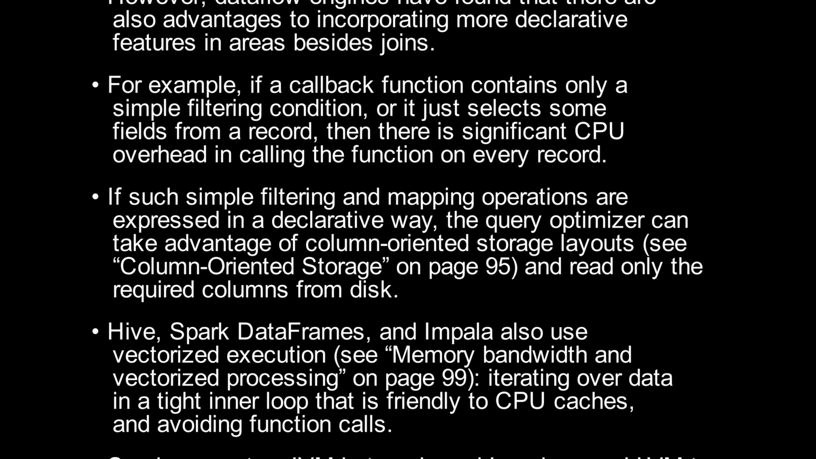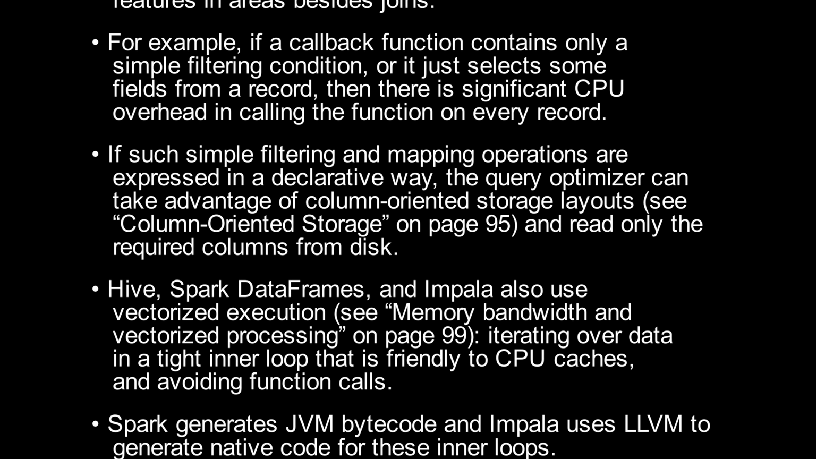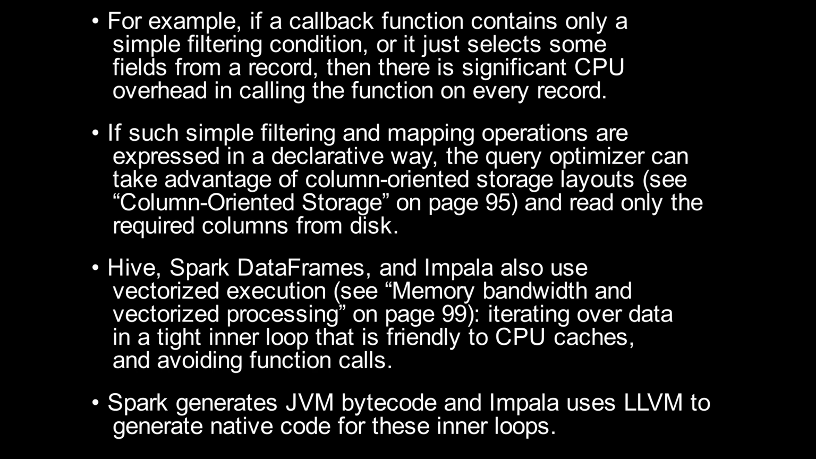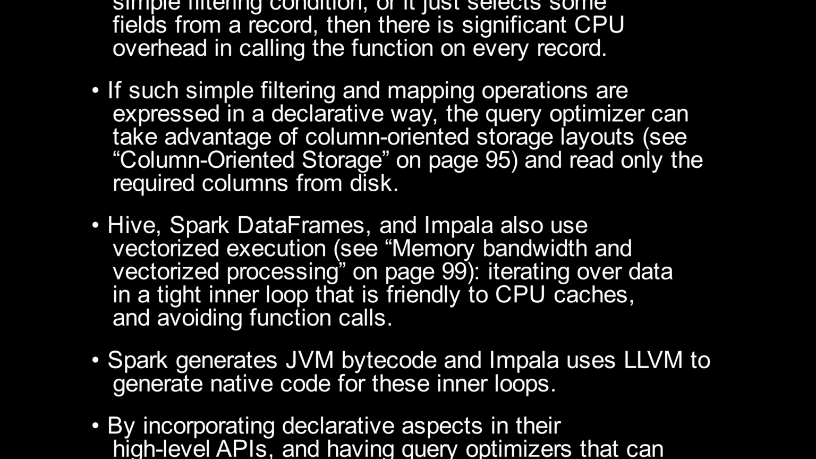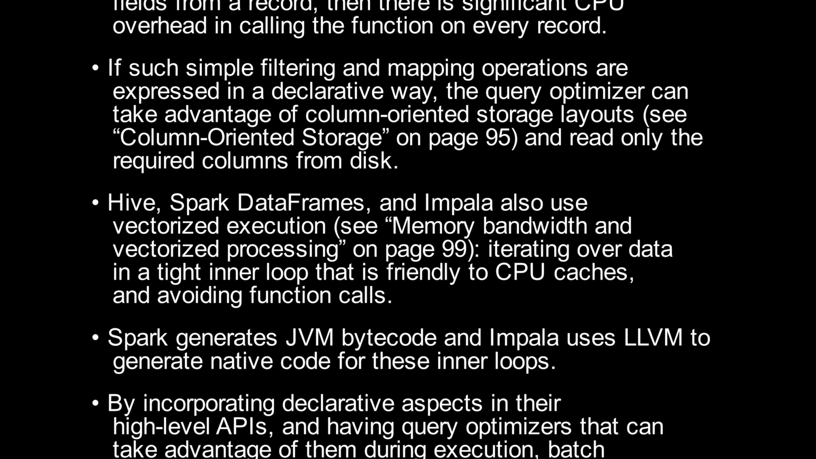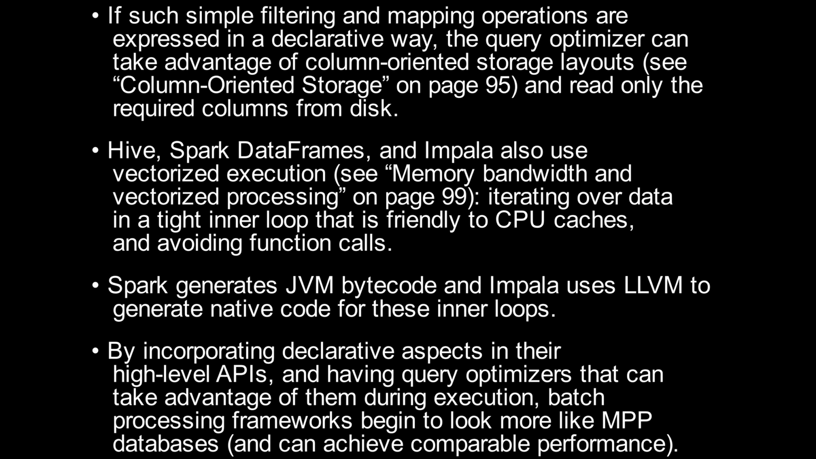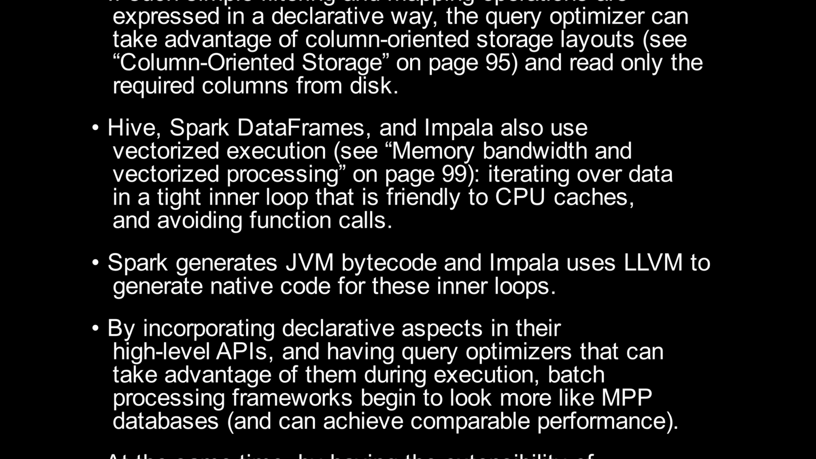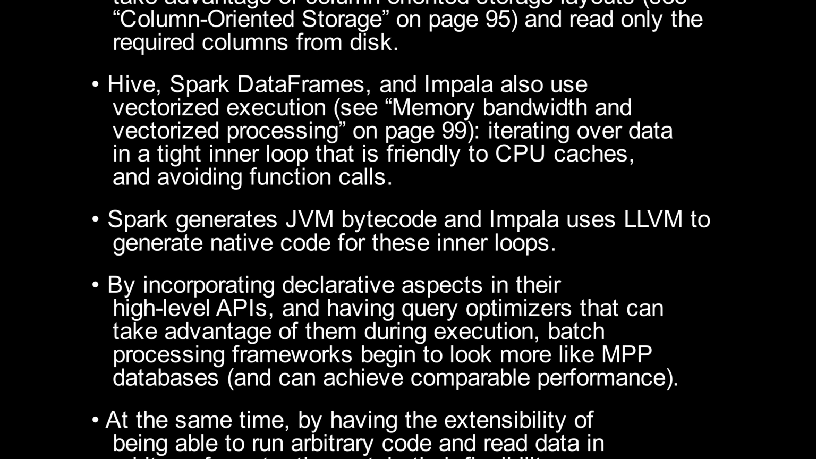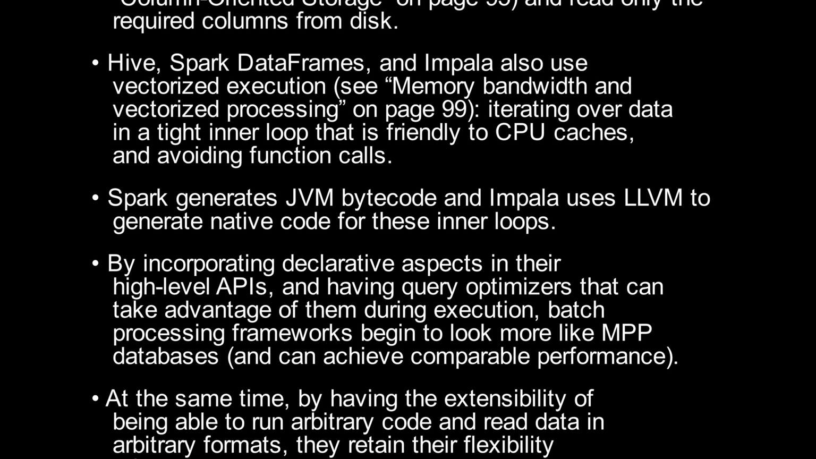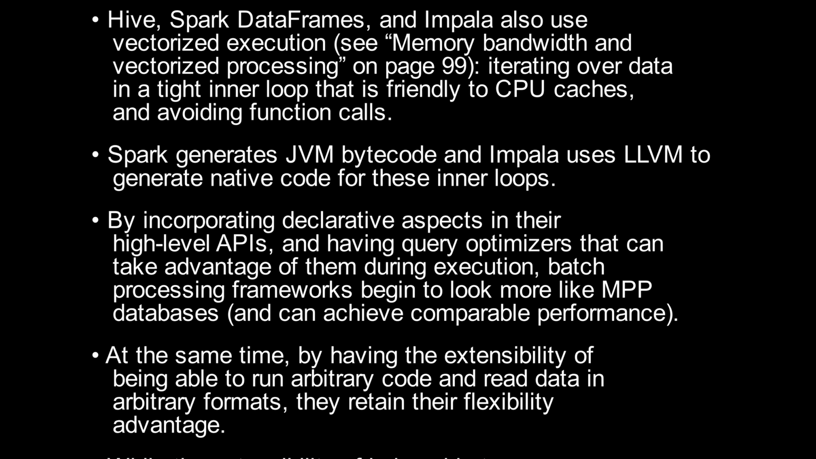Hive, Spark DataFrames, and Impala also use vectorized execution (see "Memory Bandwidth and Vectorized Processing" on page 99): iterating over data in a tight inner loop that is friendly to CPU caches and avoiding function calls. Spark generates JVM bytecode and Impala uses LLVM to generate native code for these inner loops. By incorporating declarative aspects in their high-level APIs, and having query optimizers that can take advantage of them during execution, batch processing frameworks begin to look more like MPP databases and can achieve comparable performance.